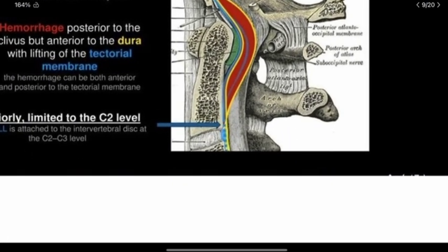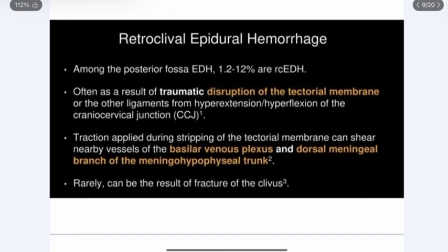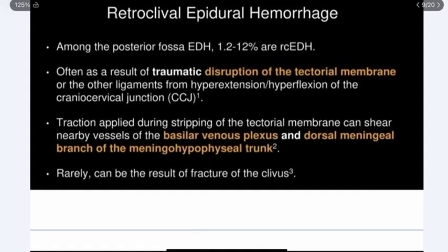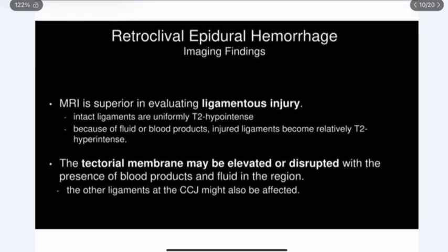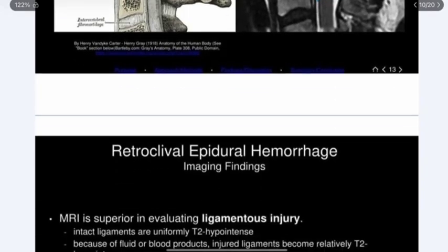Inferiorly, the hemorrhage is limited to the C2 level because here the tectorial membrane blends with the posterior longitudinal ligament. Okay, now we can clearly see that it is written: it is a traumatic disruption of the tectorial membrane or other ligaments from hyperextension or hyperflexion injury, and the traction applied during the stripping of the tectorial membrane can shear the nearby vessels of the basilar venous plexus. MRI is superior in evaluating because it can also evaluate the ligamentous injury.